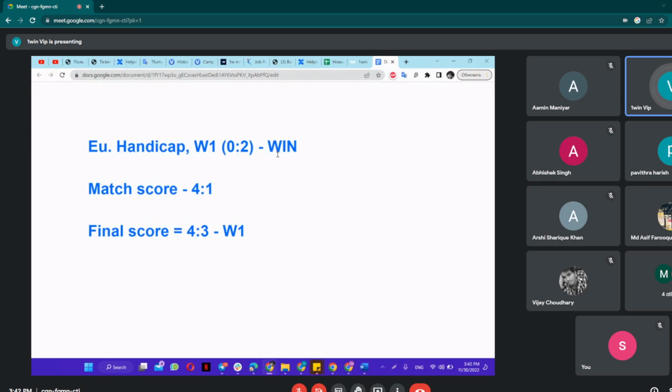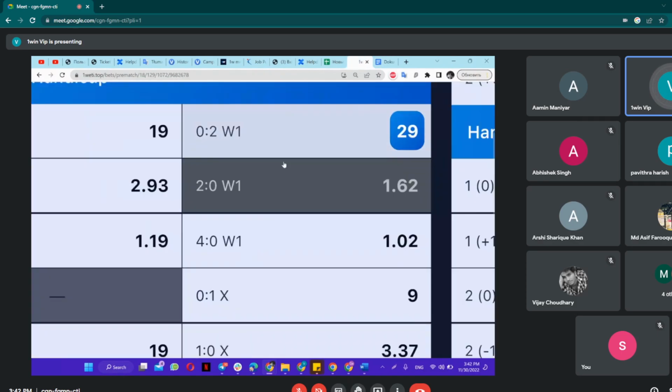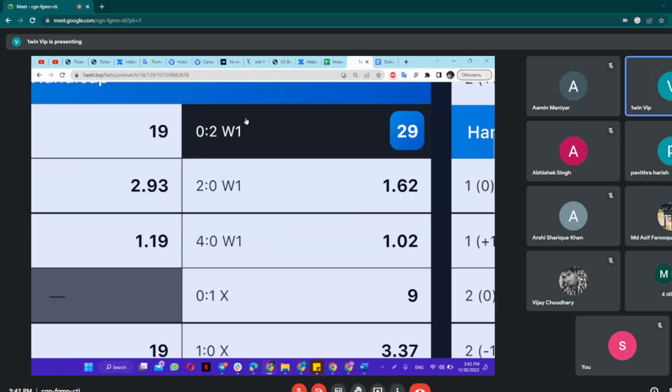So we believe that the first team will win by so much that they will win even with the 2 extra goals that we gave to the second team. That's why the coefficient is high. The coefficient is 29.